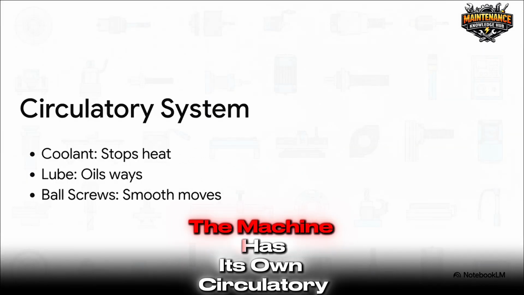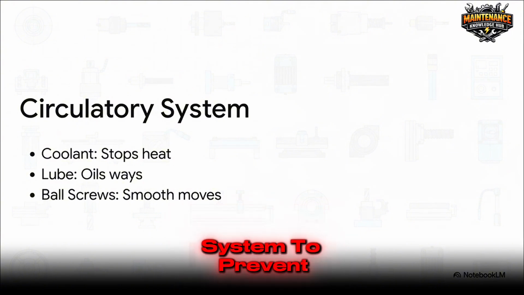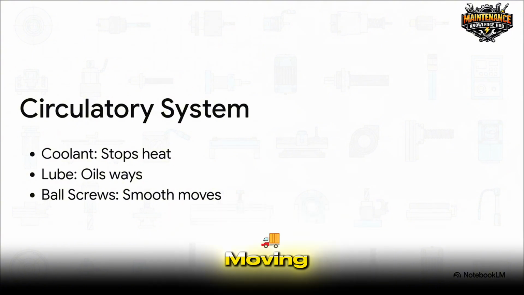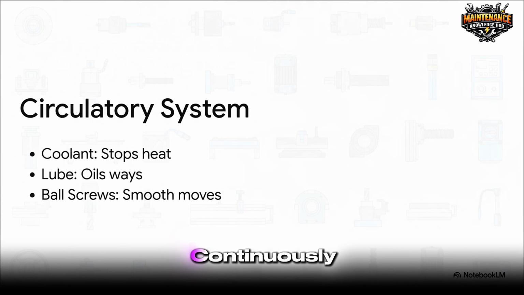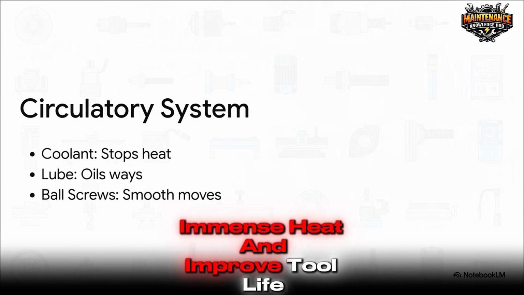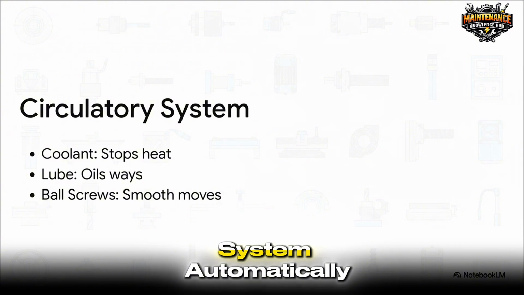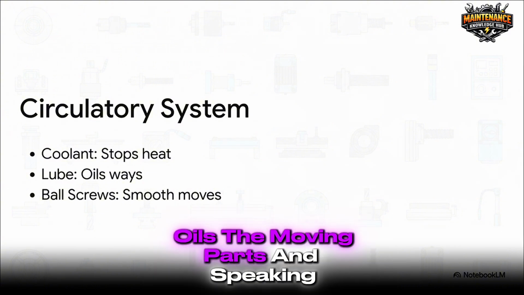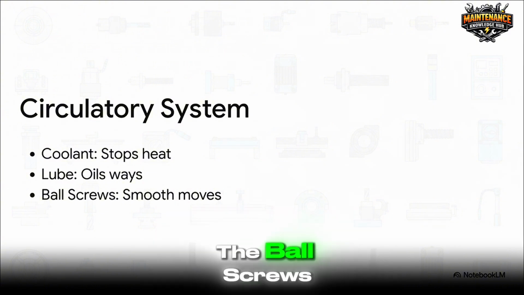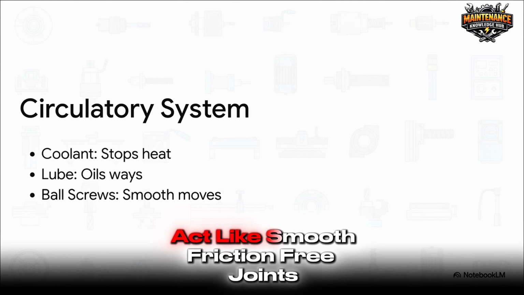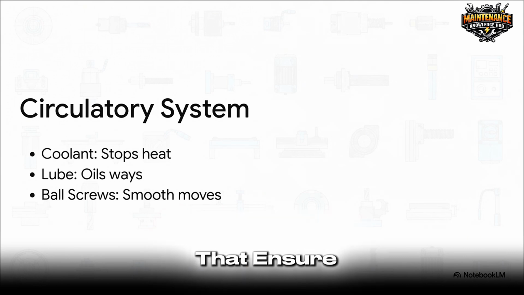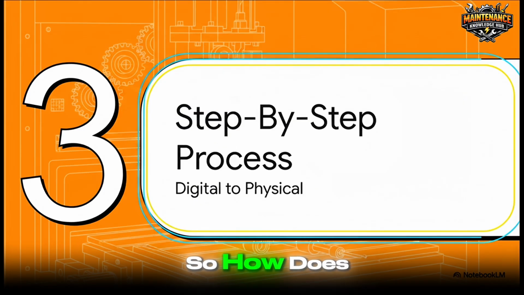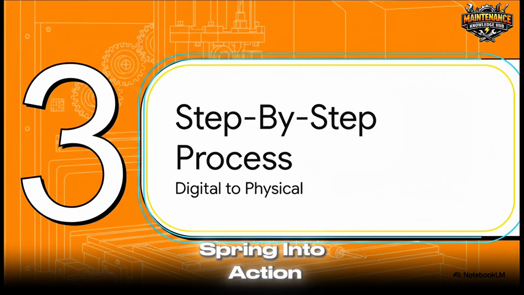Finally, the machine has its own circulatory system to prevent overheating and keep things moving. We have the coolant system, which continuously floods the cutting area with fluid to reduce immense heat and improve tool life. The lubrication system automatically oils the moving parts. And speaking of moving parts, the ball screws and guideways act like smooth, friction-free joints that ensure the heavy axes glide accurately and smoothly. So how does this anatomy actually spring into action?